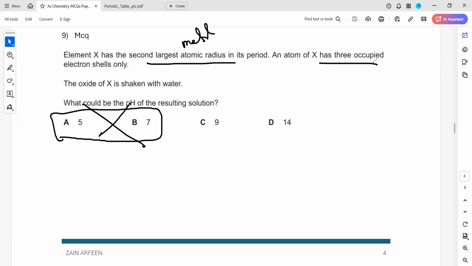And it has 3 occupied shells only, so it belongs to period 3. So from the general trend, when we conclude, we identify it should be magnesium. And when magnesium, a period 3 metal, dissolves, what result will it form? It will form a weak alkaline solution. So this is also alkaline, this is also alkaline, but this is a strong alkaline solution. C is a weak alkaline solution.